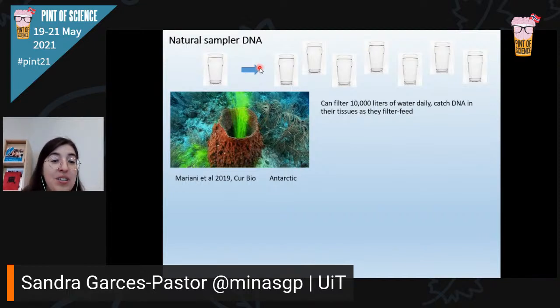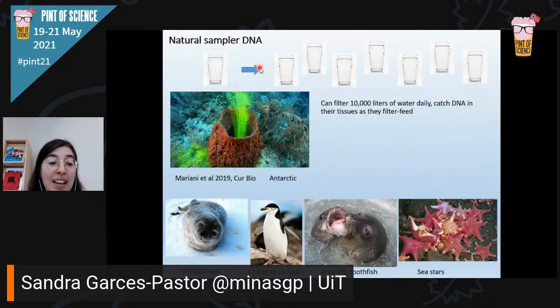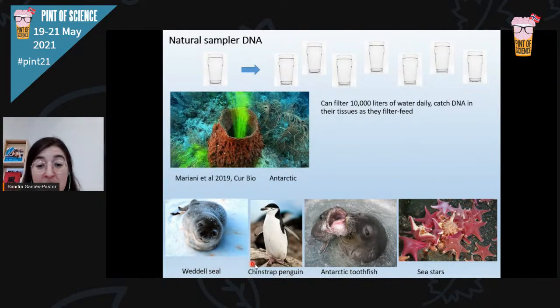So some researchers went to the Antarctic and took some sponge samples and extracted the DNA. And apart from the DNA from those sponges, they could also find DNA from vertebrates like seals, penguins, the fish that those seals are feeding on, invertebrates. So a whole ecosystem that was surrounding those sponges, which you could not survey doing a traditional survey.